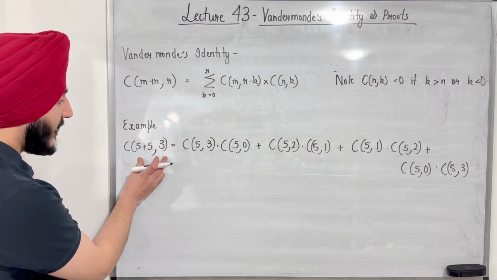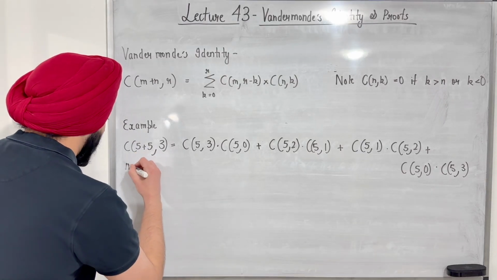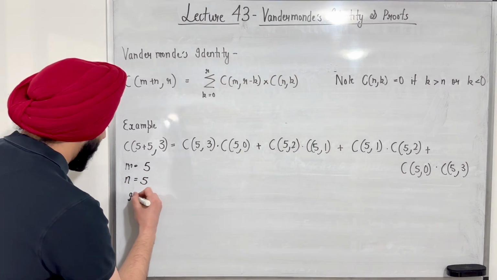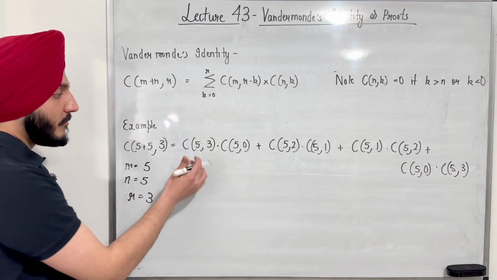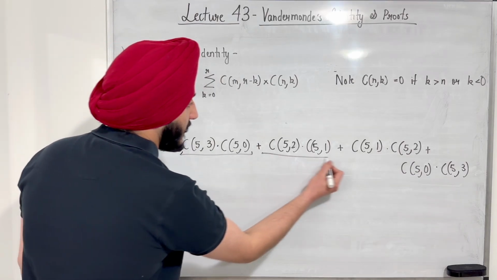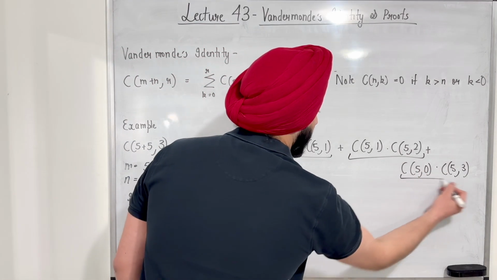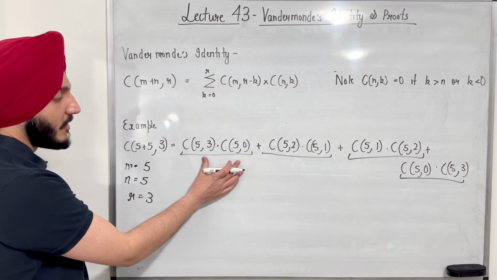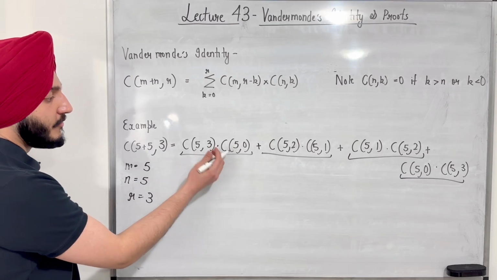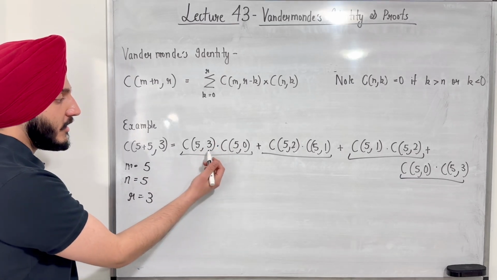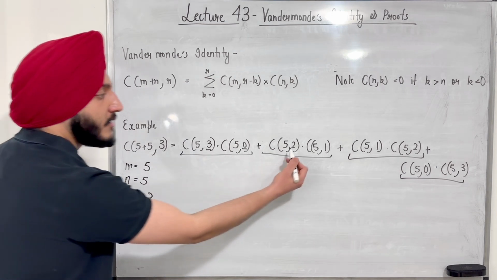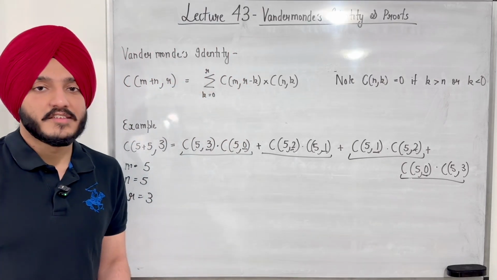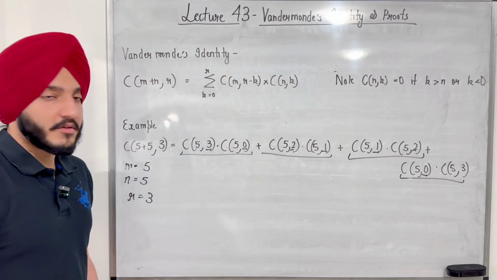Let's say you have C(5+5, 3). Here m is 5, n equals 5 as well, and r is equal to 3. If you look at all of these terms, I keep the values of m and n fixed in each of them. The value I change is the second number. Firstly it was 3, 0, then it went to 2, 1, then to 1, 2, and finally to 0, 3. That's exactly what you're doing. The point is not very difficult to understand.